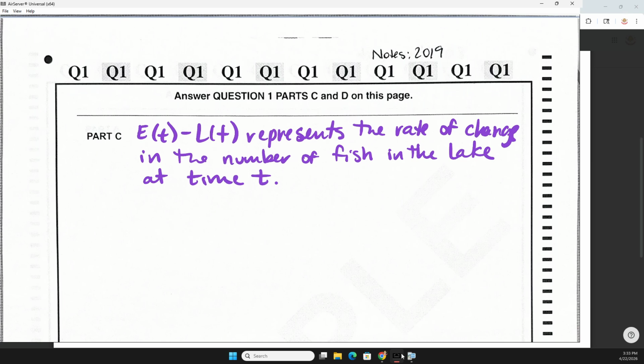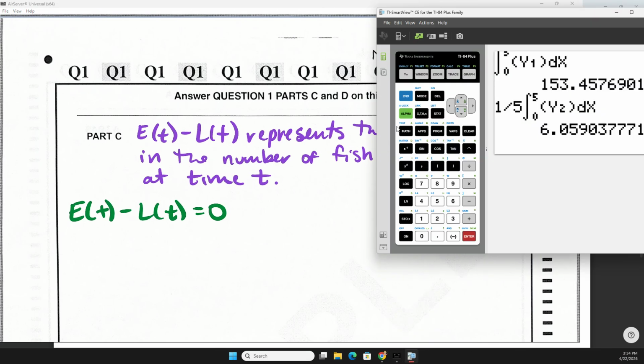And so we need to remember that maximums occur when the rate of change, or when the slope, is 0. So what we need to do is figure out when E of t minus L of t equals 0. And we have to tell them that. We can't just find it and keep it to ourselves. We have to tell them when that is.